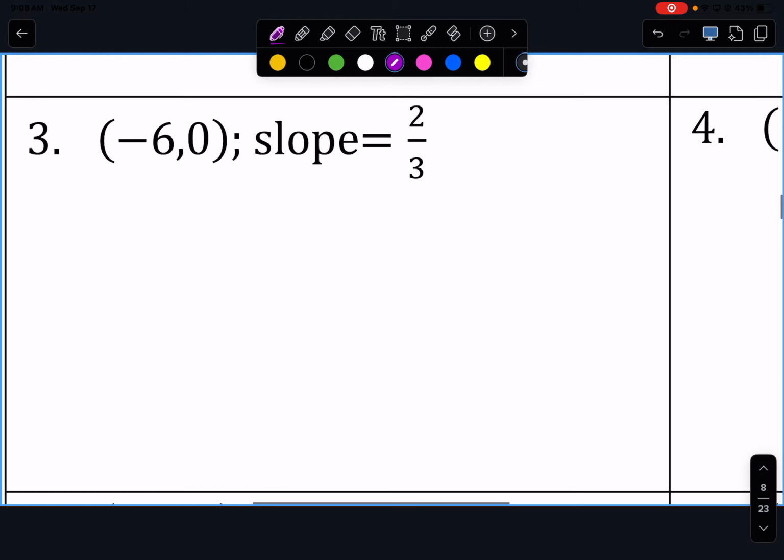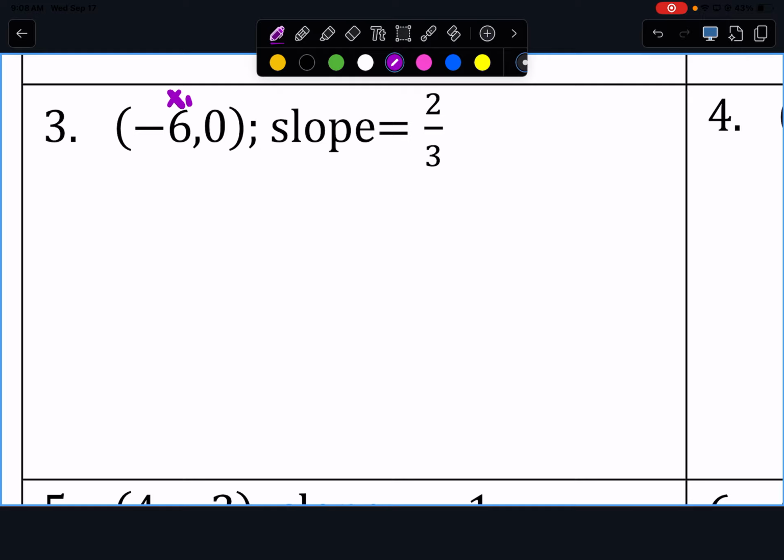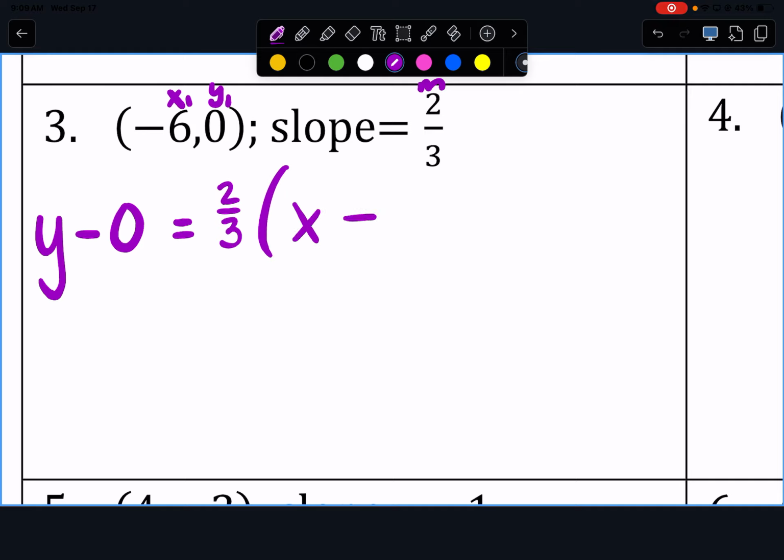For number 3, we have our point, we have our slope. So we're going to do y minus, what is y1? Equals our slope times x minus negative 6. When we subtract a negative number, what's actually happening? We're adding. So that's actually x plus 6 in there. Does the minus 0 change anything? So we really have y equals, then we just distribute.